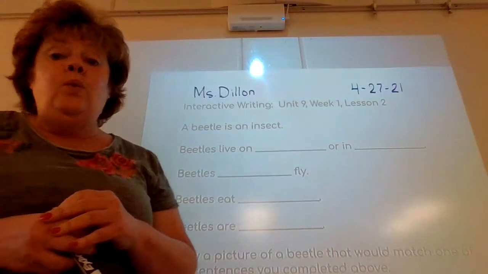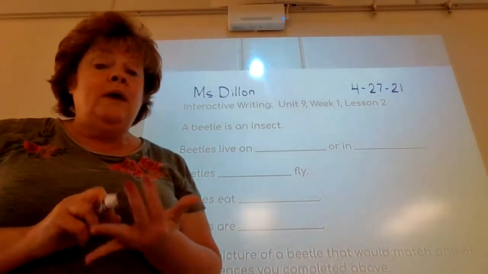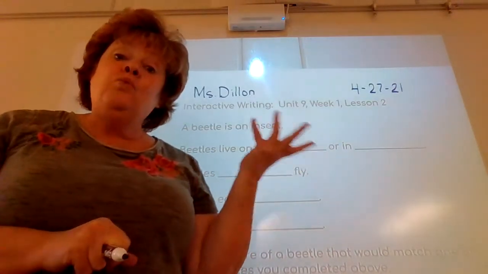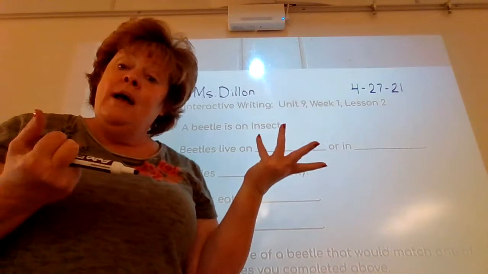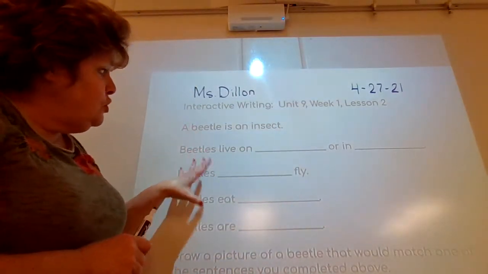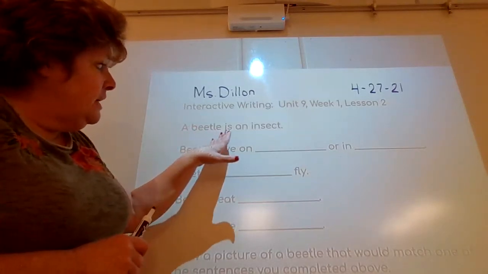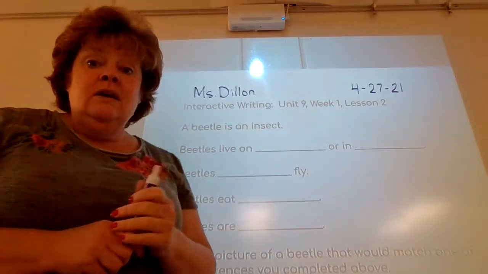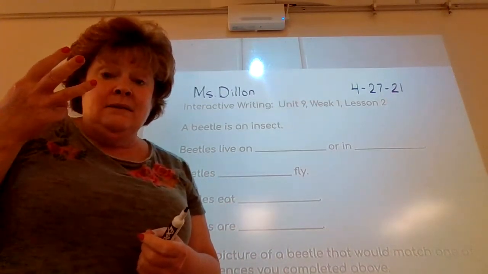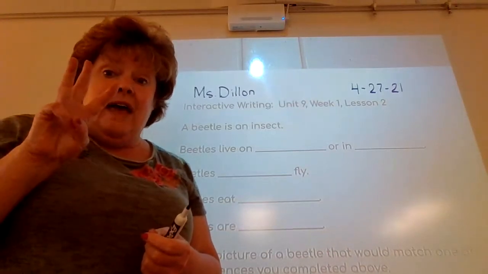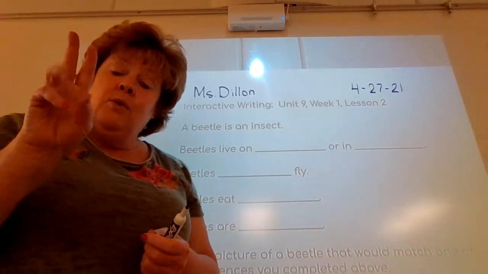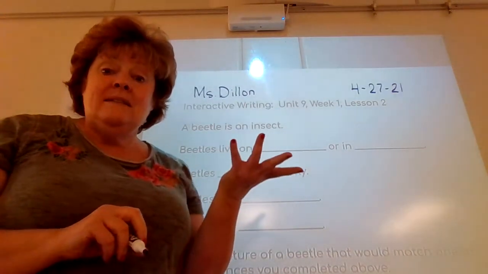So today we read a book and we also did a word web about beetles. And so that's what our writing is going to be about today as well. So our little story starts with a beetle is an insect. So we've learned that insects have three sets of legs or three pairs of legs, and a pair means two, so let's count by twos. 2, 4, 6. So they have 6 legs.